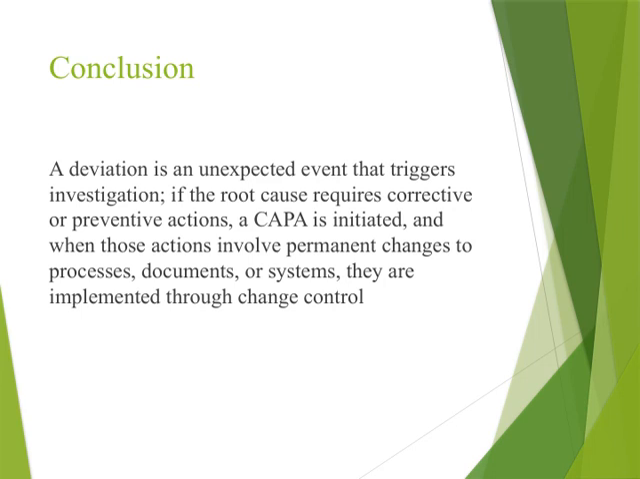A deviation, as you know, is an unexpected event that requires us to investigate what happened. When we find the root cause and determine that corrective or preventive actions are needed, we initiate a CAPA, corrective and preventive action. This is an essential step to prevent recurrence and improve our processes. Now, if these actions involve making permanent changes to our processes, documents, or systems, we handle those through change control. This ensures that any modifications are properly documented, reviewed, and approved to maintain compliance and quality.